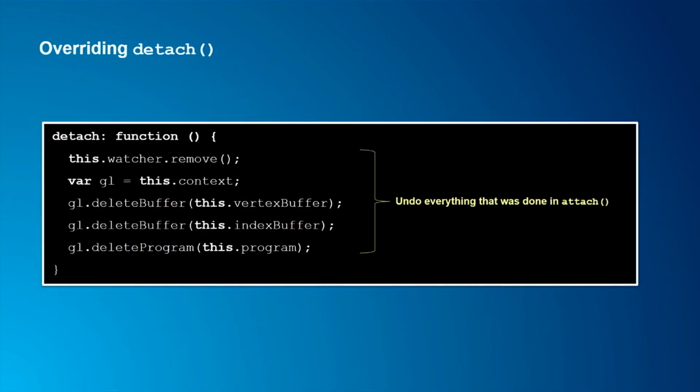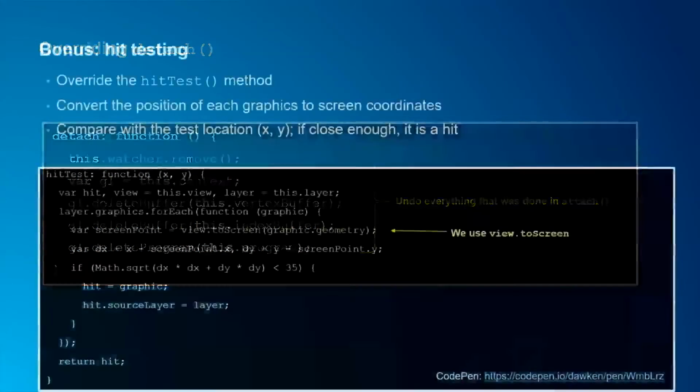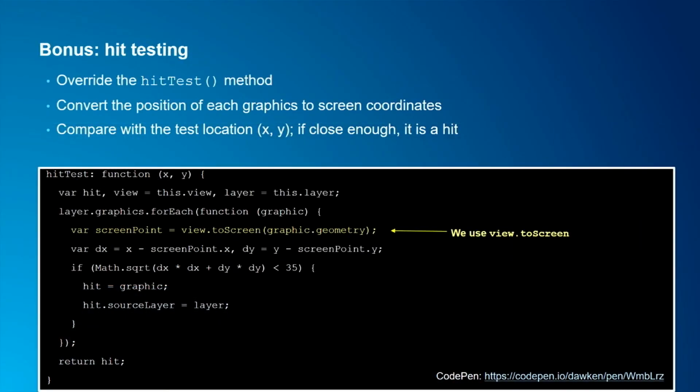The detach function is responsible for destroying the created WebGL resources and stop listening to the data. This concludes our discussion of the SDK sample as it is now on the developer's website. There is a bonus topic that we want to talk about, which is hit testing. It's not currently covered by the SDK sample, but we think it's important to make your layer views more useful.